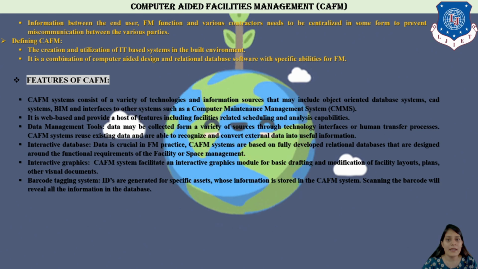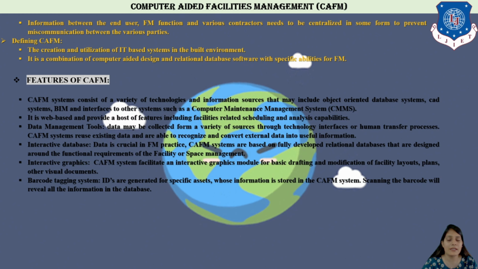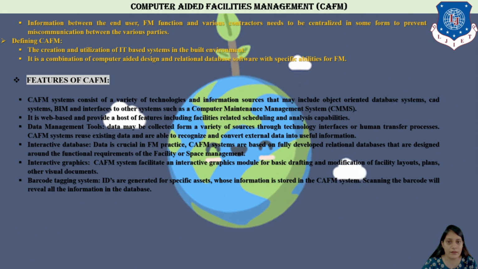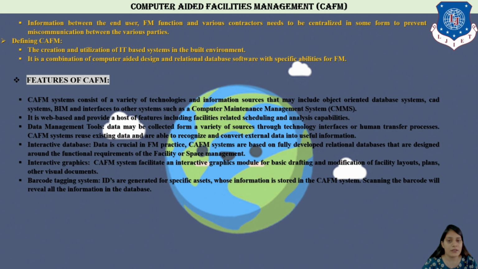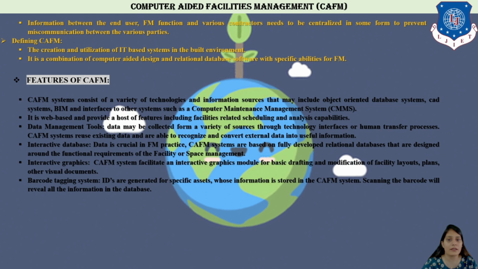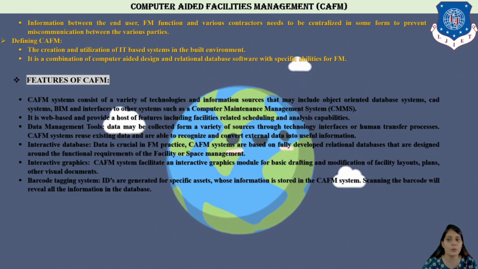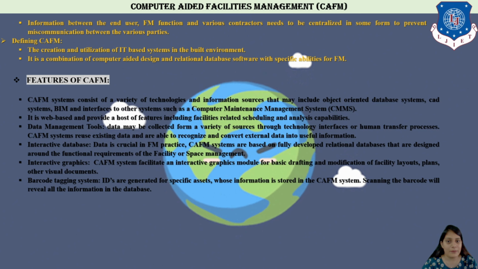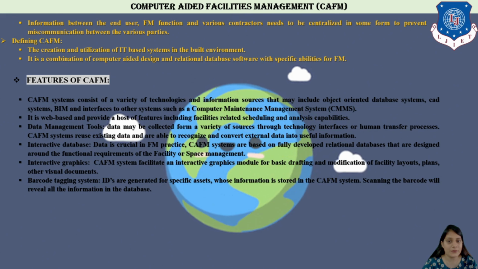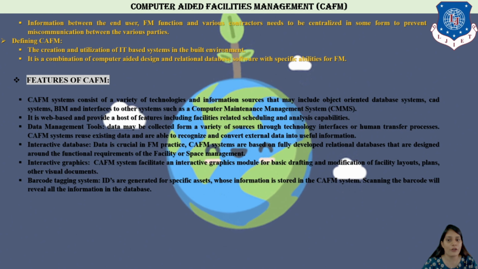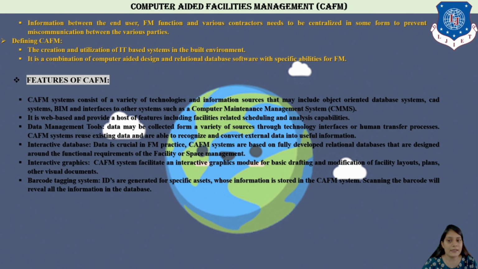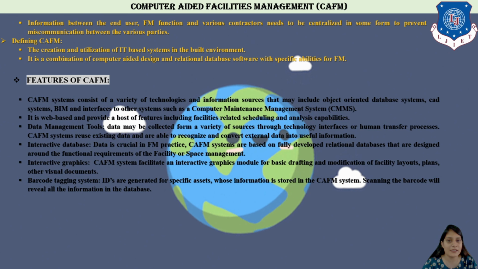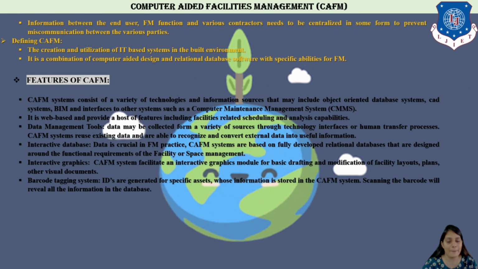Next we have CAFM, which is known as Computer Aided Facility Management, which is done with the help of software handling. Information between the end user, the facility management function and various contractors needs to be centralized in some form to prevent miscommunication between the various parties. CAFM is the creation and utilization of IT-based systems in the built environment. It is a combination of computer-aided design and relational database software which facilitates the basic abilities of FM.